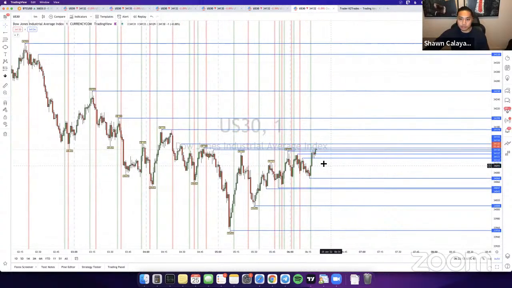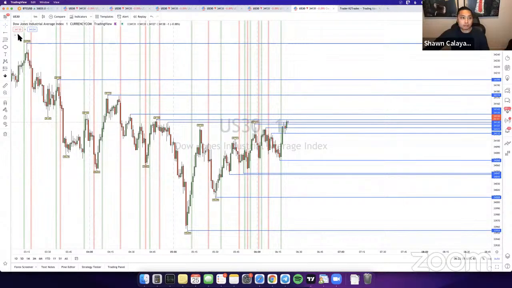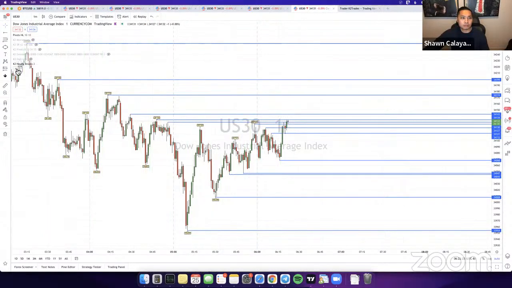So as you guys can see right here, price is hitting liquidity. It's pushing to the upside right here. Basically, all these areas have been broken out. Let's see what else I'm missing over here.